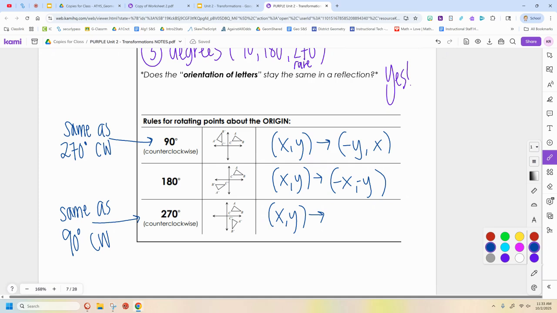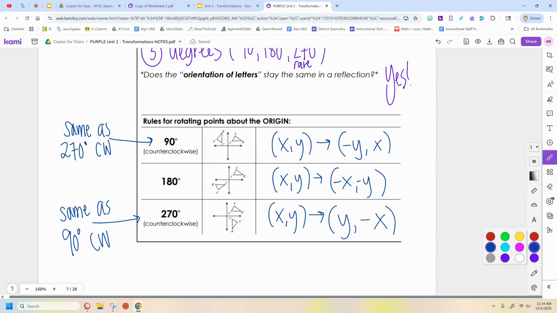So I'm wondering if you guys can predict what 270 does. So if I go from positive, what are the signs in quadrant 4? Positive, negative. So we know it's going to go positive, negative. So it's going to go Y, comma, negative X.